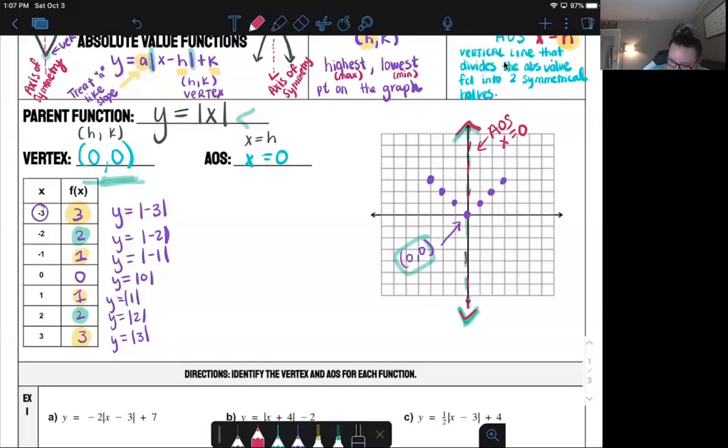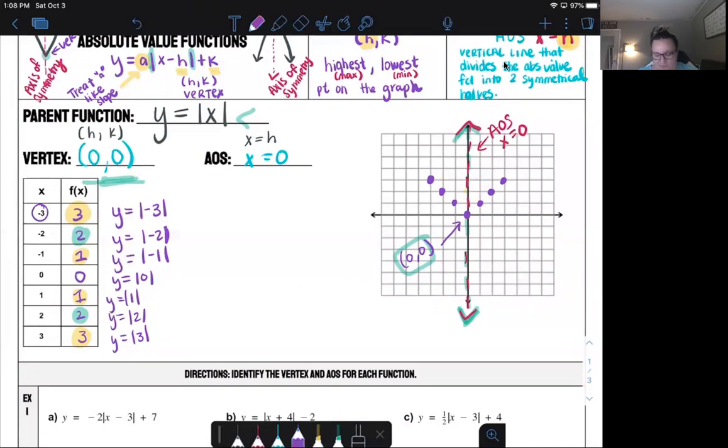So what you should notice is that this point 1, 1 is 1 unit away from the axis of symmetry. So is this point. This point, 2, 2, is 2 away. Well, the point over here is also 2 away. So all of these points are perfect reflections of each other. So the axis of symmetry is dividing this graph into two symmetrical halves, which helps us as we graph later on.